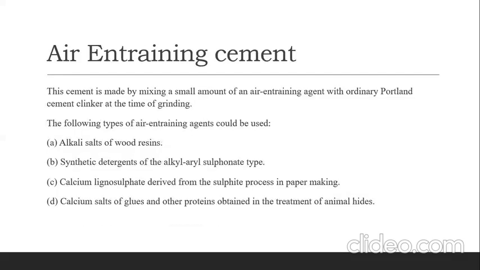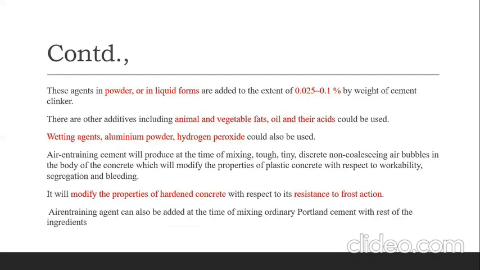The next type of cement is air entraining cement. Here the traditional ordinary Portland cement is used, in addition to which air entraining agents such as alkali salts, synthetic detergents and calcium lignosulfonates are added during the manufacturing process of cement. That's it. So we add additional material to the ordinary Portland cement to make it an air entraining cement. The dose of the agent should be between 0.025 and 0.1 percent by weight of cement.